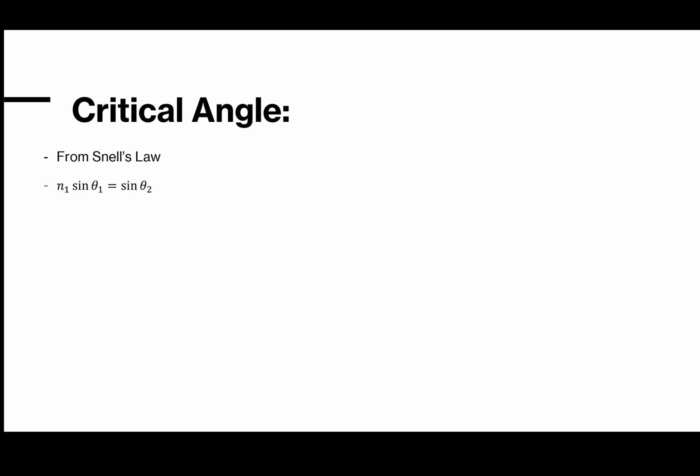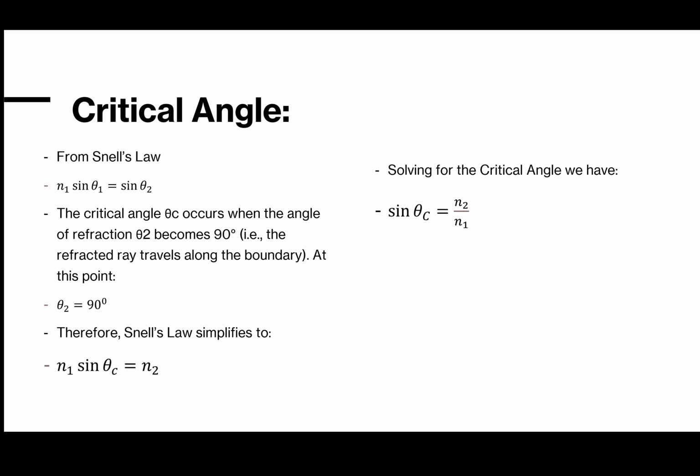Therefore, Snell's law simplifies to n1 times sine of the critical angle is equal to n2, the refractive index of the second medium. So solving for the critical angle, we take the inverse sine, and that is the formula of the critical angle. That's the derivation from Snell's law. So the critical angle is equal to the inverse sine of n2 over n1. That is it.